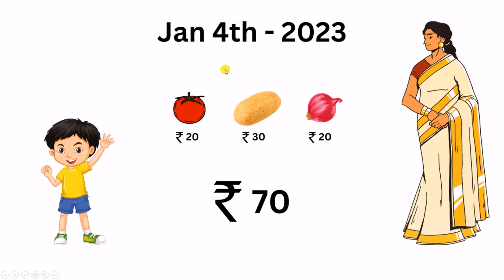And on January 4th, your mother asks you to bring vegetables and the same thing repeats, and today the price is 70 rupees. So now, what is an index? Leave out the rupees, just take the value. This 70 is an index. It gives you an idea of how the price of vegetables is moving.